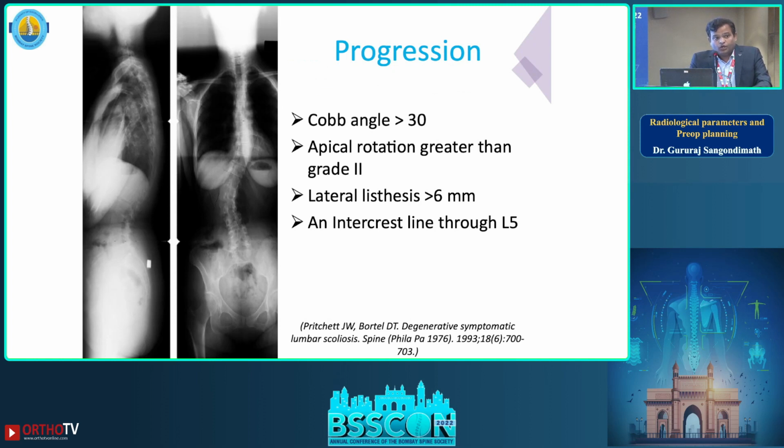And what are the radiological parameters which really determine whether this curve is going to progress? A Cobb angle of more than 30 degrees, and if you have an apical rotation of greater than grade 2.